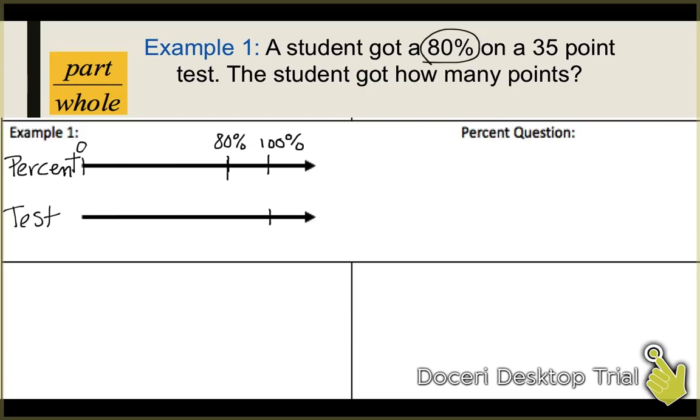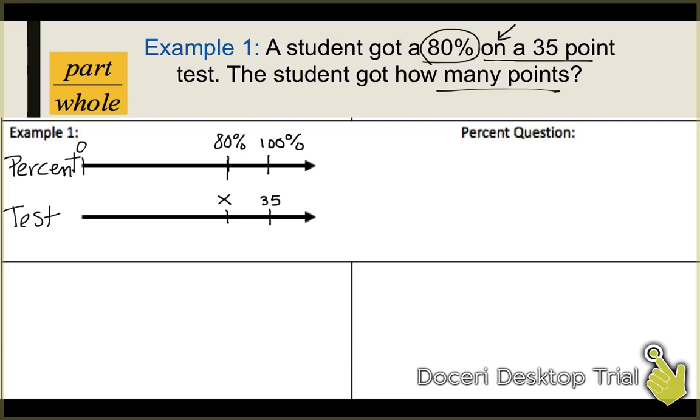So what we're looking for are either the part or the whole. And if we look here, it says on a 35-point test. So this keyword on tells us that this is going to be our whole test. So a 35-point test. And it says we want to find how many points the student got. So we're trying to find how many points out of the whole test of 35 they got.